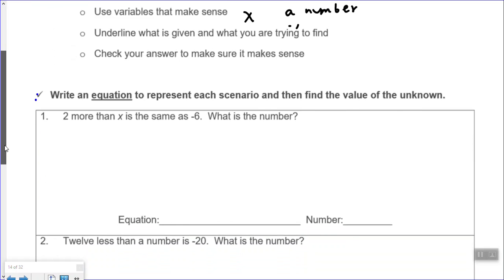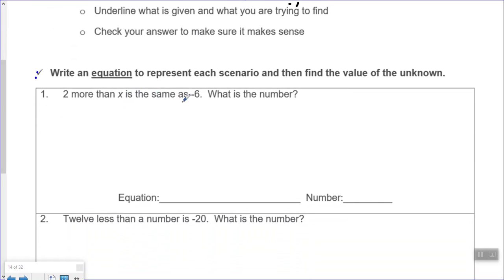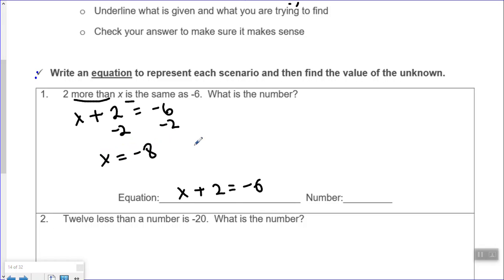Okay, so question. 2 more than x is the same as -6. What is the number? So remember, more than is plus, is equal, right? So remember these keywords, buzzwords. So 2 more than x is actually x plus 2 is the same as -6. So x plus 2 equals -6. What is the number? Subtract 2 on both sides. X equals -8. So the number is -8.